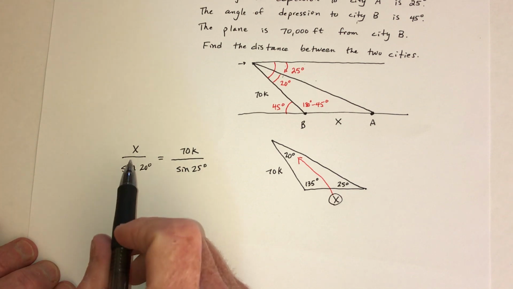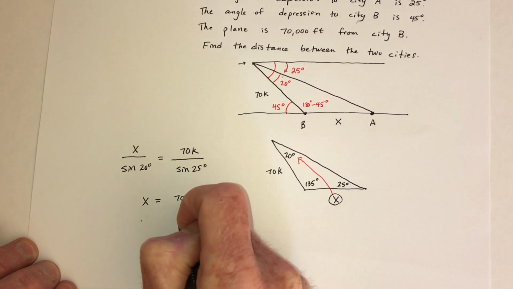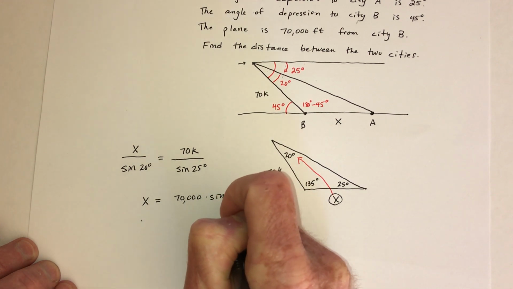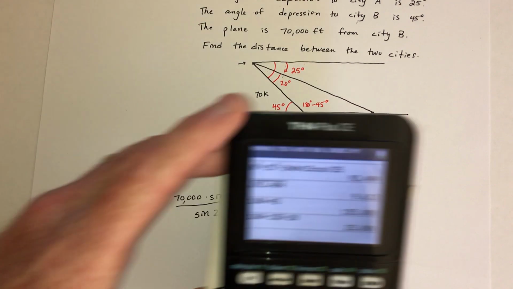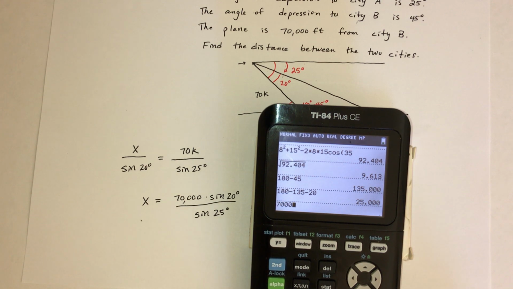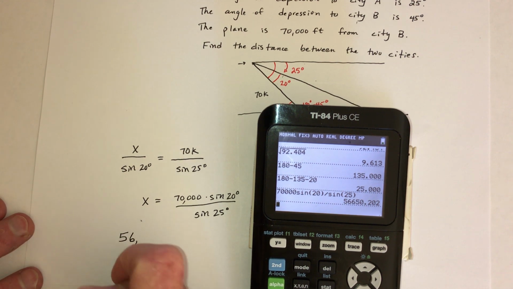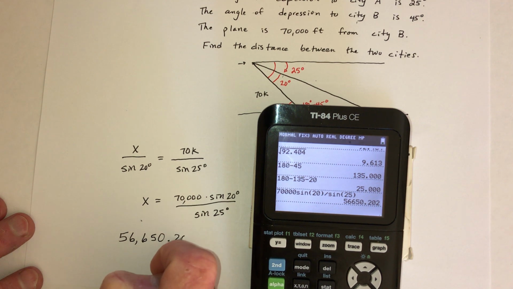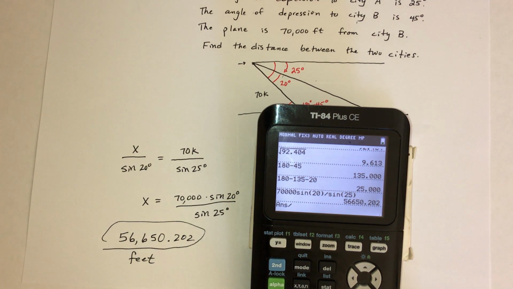All right, we're almost done. Now to solve for x, multiply both sides. So now I'm going to go ahead and write out the 70,000. Multiply both sides by the sine of 20. And that will be it. So how much is 70,000 times sine of 20 divided by sine of 25? Before I hit enter, I double check it's in degrees. Yes, okay. So it's 56,650.202. And this is in feet. And then I'm just curious, how many miles is that? About 10.7 miles apart.